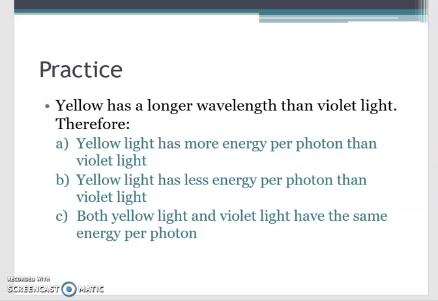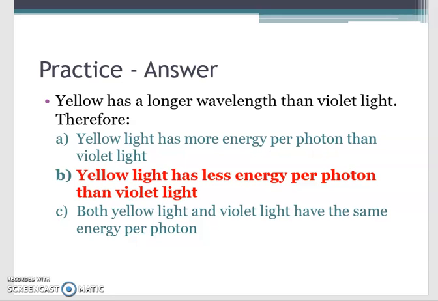So one more practice concept question. Yellow has a longer wavelength than violet light. Therefore, yellow light has more energy per photon than violet light. Yellow light has less energy per photon than violet light. Or both yellow light and violet light have the same energy per photon. So go ahead and answer this question. Pause the video if you need to at this time.